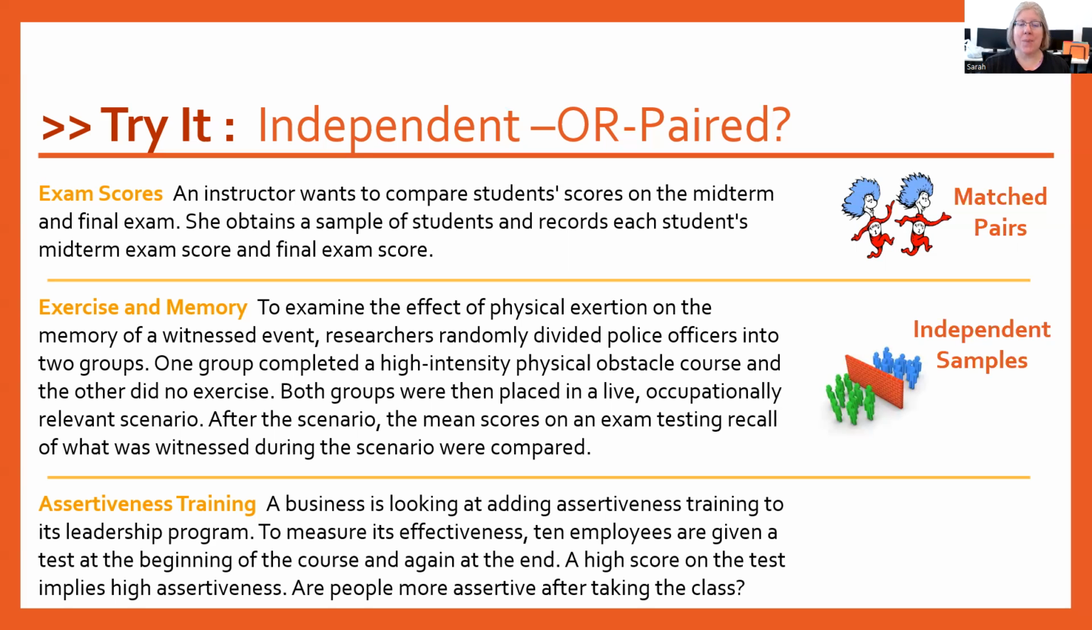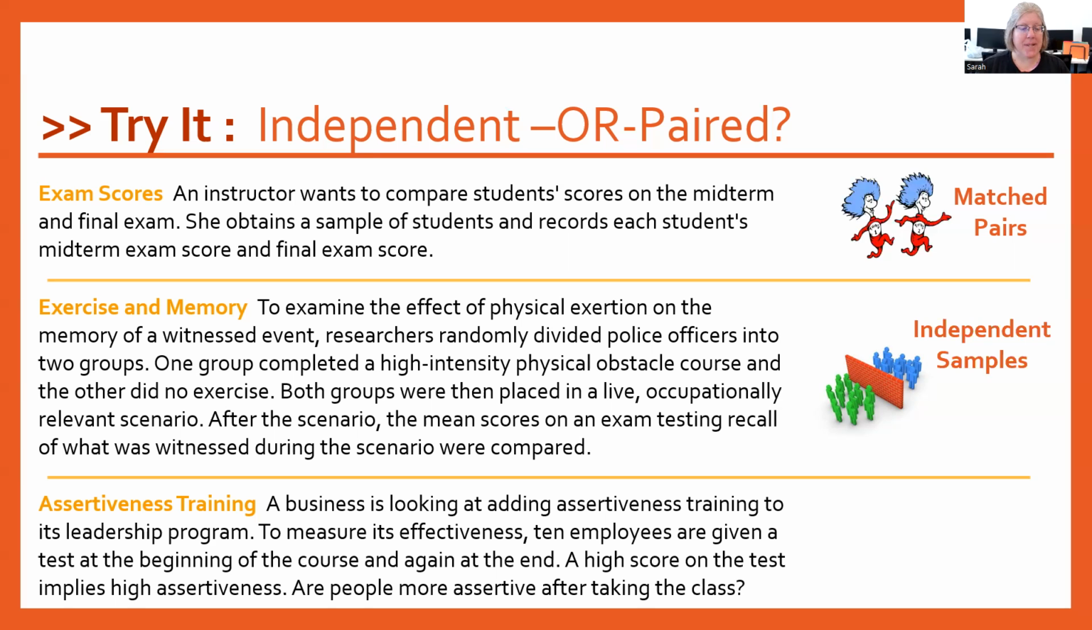You have the one group who did the high-intensity obstacle course, and then they took the test and we recorded their scores. So we have one data value for each of them. And then separately, we have the group that did no exercise, and they also took that memory test, and so we have one score for each of them. So we have two distinct or independent groups here.